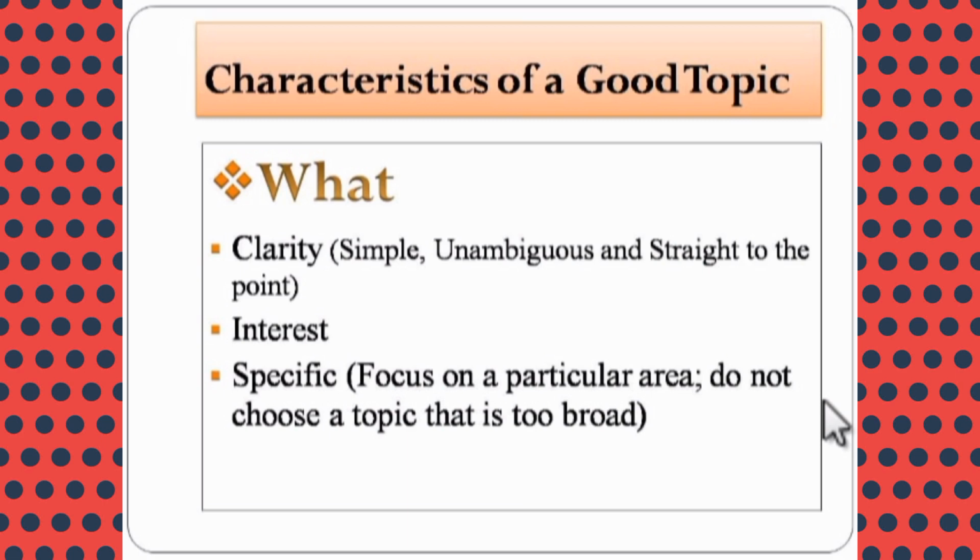Instead, you could say COVID-19 and its effect on female population of southern Nigeria, female population of Anambra State, female population of southeast Nigeria or south Nigeria. That makes it very specific and not leaving it very open. So these are the things that constitute the what. Before you choose any topic, make sure you answer these questions.